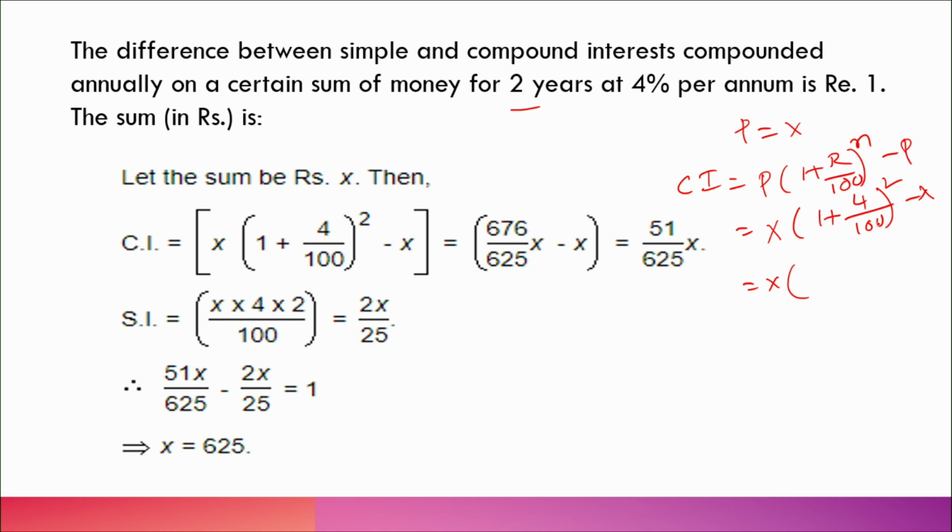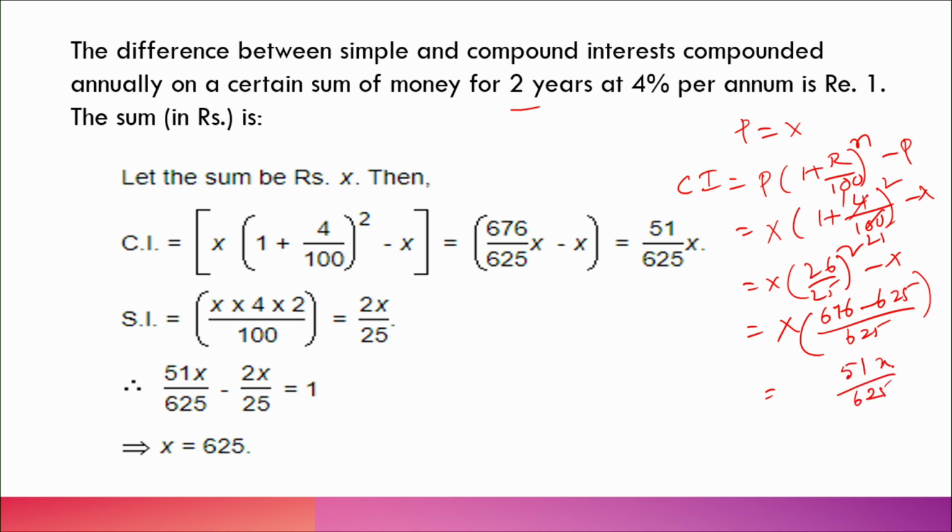So, 104 by 100 means 4 ones are 4, 25 ones are 25, 25 plus 1, 26, 26 by 25 whole square minus x, or you can say x of 26 squared means 676 minus 625 by 625. 676 minus 625, what is its value? Its value is 51, so 51x by 625, correct. This is the compound interest.